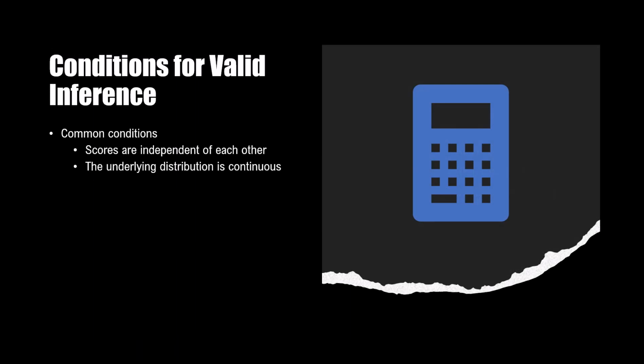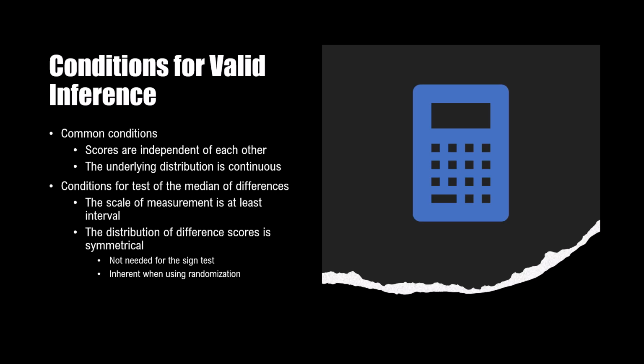The conditions for valid inference are these. The common conditions to all of the tests are that the scores are independent of each other. If we are using difference scores, this means that each matched pair is independent of the other matched pairs in the study. The underlying distribution is conceived of as continuous. When we are conducting a test of the median of differences, the scale of the measurement of that underlying continuous distribution is at least interval, and the distribution of difference scores is symmetrical.